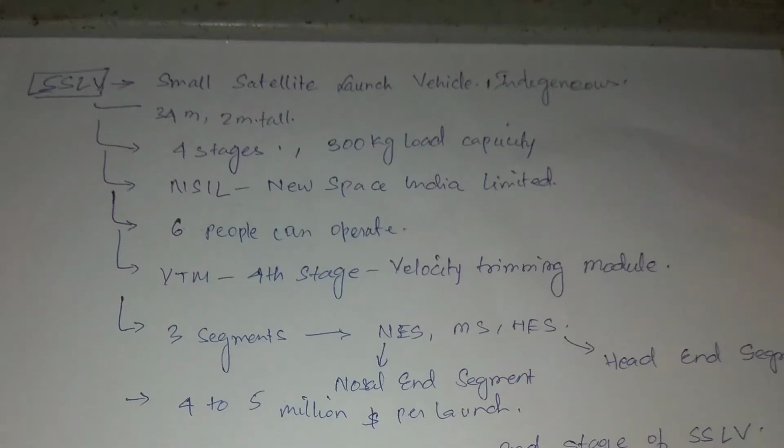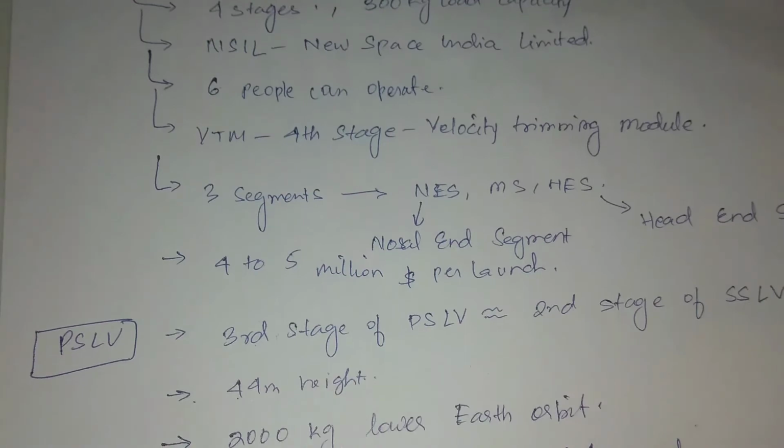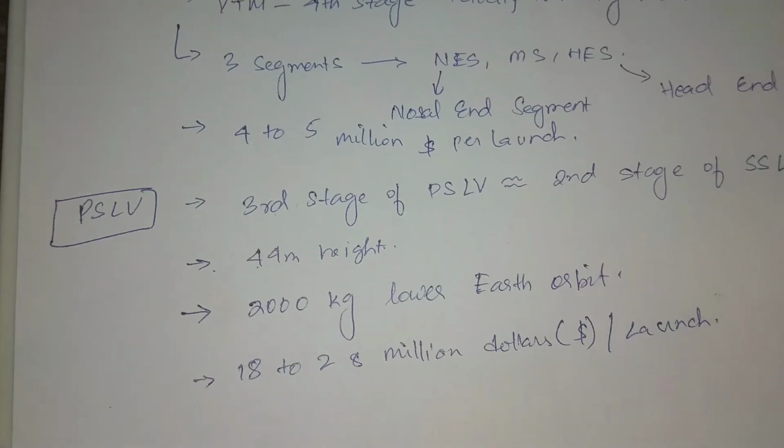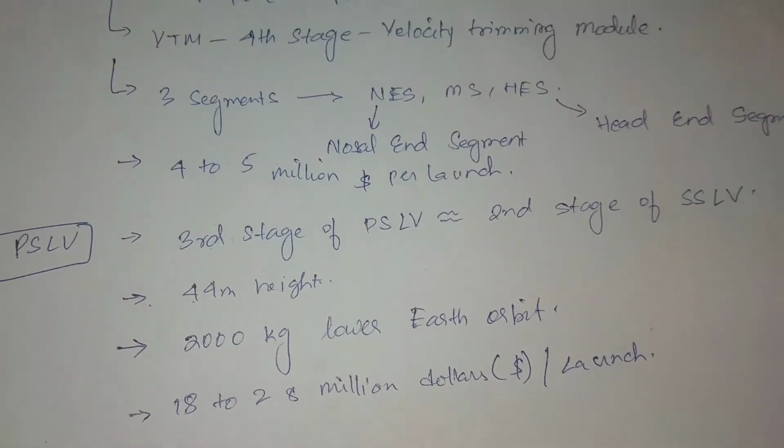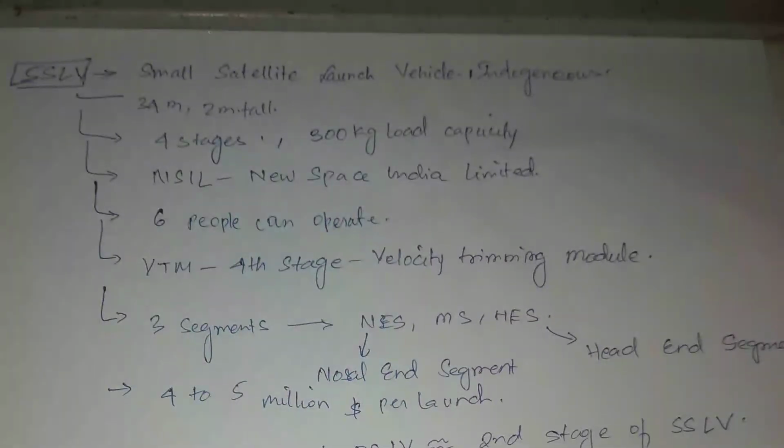The full form of SSLV is small satellite launch vehicle. So SSLV, small satellite launch vehicle, and PSLV is polar satellite launch vehicle. So that's the full form of both. The good thing about SSLV is that it is indigenous.